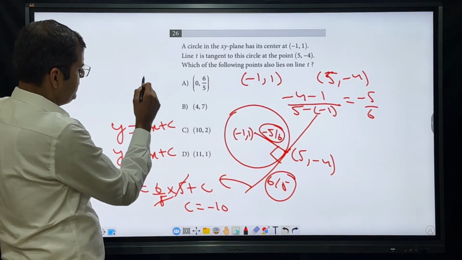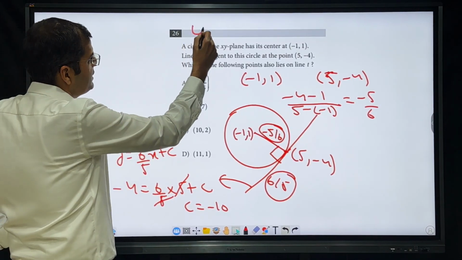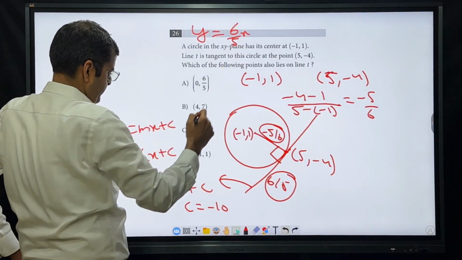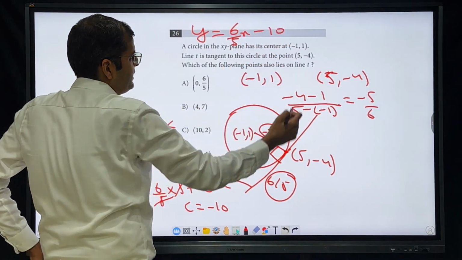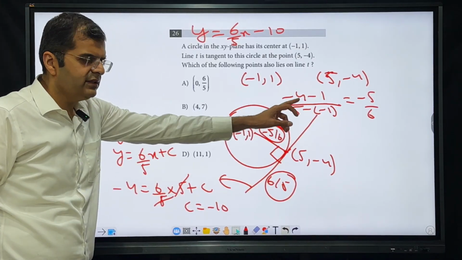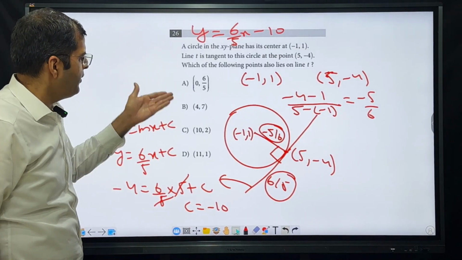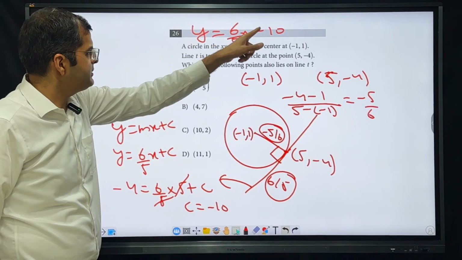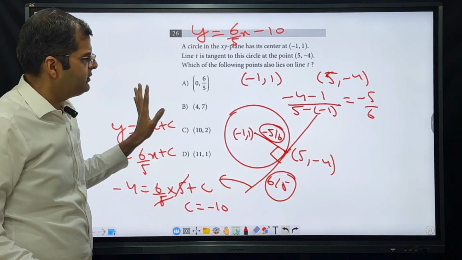So what is the equation of the tangent then? The equation of the tangent is y equals 6 by 5 x minus 10. c is -10. This is the equation of this tangent. Now we have to see which of the points lies on this line. So when x is 0, y becomes -10. So (0, 6 by 5) is not correct.